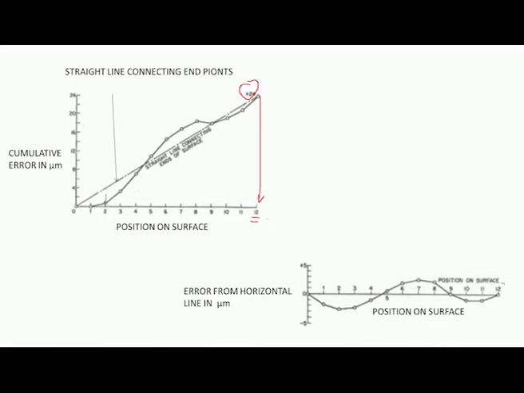Now, this is the last position which is brought to 0, and again you can see the graph is plotted here at different positions. Now, the error from the horizontal line: at this place, okay, position number 7, we have the error like this, it is approximately 3 microns.